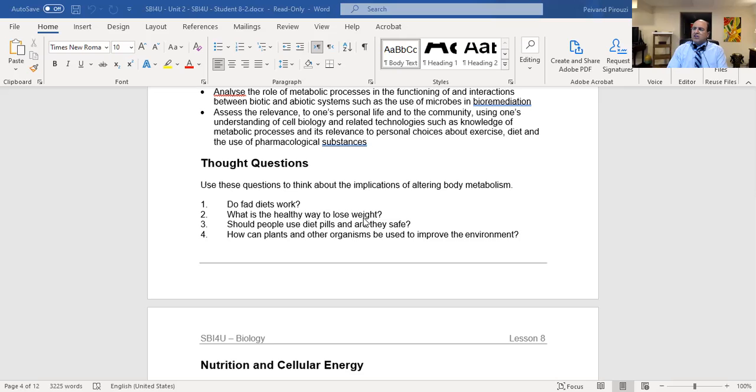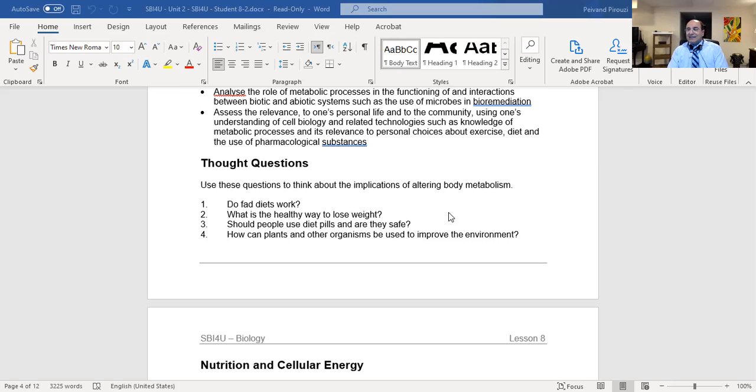Then, should people use diet pills and are they safe? This is a question that you may have in your exam, so I'm going to leave it to you to think about that. I told you already that one pill may not work, but the answer to the question is not just no. The answer is that you have to explain, because that question in your exam will be based on better communication, explanation, and of course, a conclusion that is going to tell us what would be the best way to lose weight.